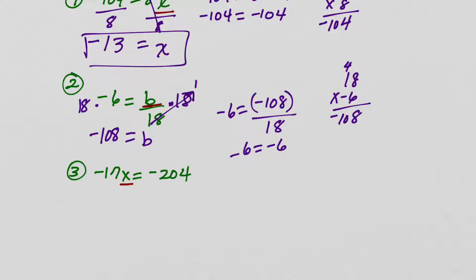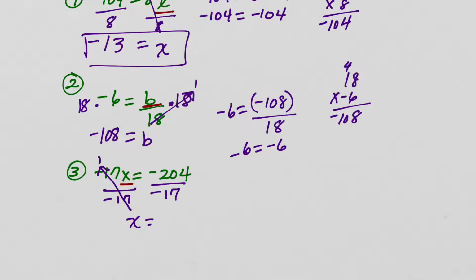How do I undo negative 17 times x? Well, we would use the inverse operation. So we would then go, okay, we should divide both sides by negative 17. Negative 17 divided by negative 17 is a positive 1. So this will go to 1. 1 times x is x. 2 negatives make a positive.